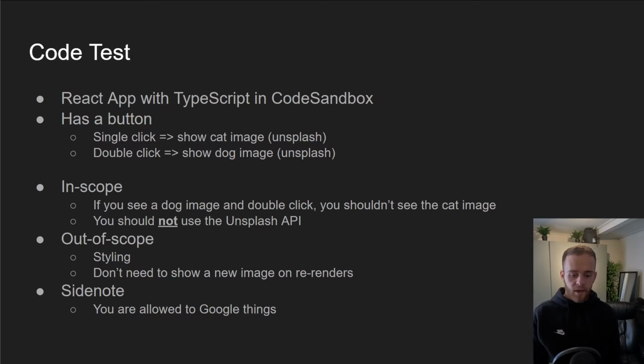And we do not have to show a new image on re-renders. So that means whenever, let's say, you click the button once and you see the image of the cat, if you then click it once again, you should not, of course you can implement it if you can, but that's not really part of the assessment right here. So it's perfectly fine if you click it then and still see the same image.